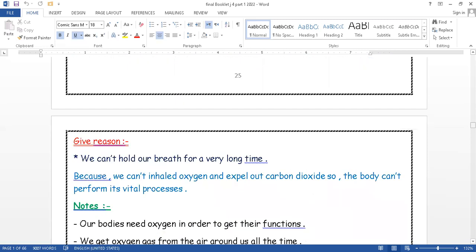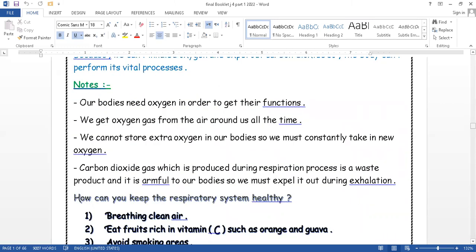Okay. So if the exam asks you to give a reason why we can't hold our breath for a very long time: because we can't inhale oxygen and expel carbon dioxide, so the body can't perform its vital processes. We need oxygen for our organs to perform their vital processes. Vital means daily processes. And we can't keep carbon dioxide inside our bodies for a long time. We need to get carbon dioxide out because it is not healthy for us. We need just oxygen inside our bodies.